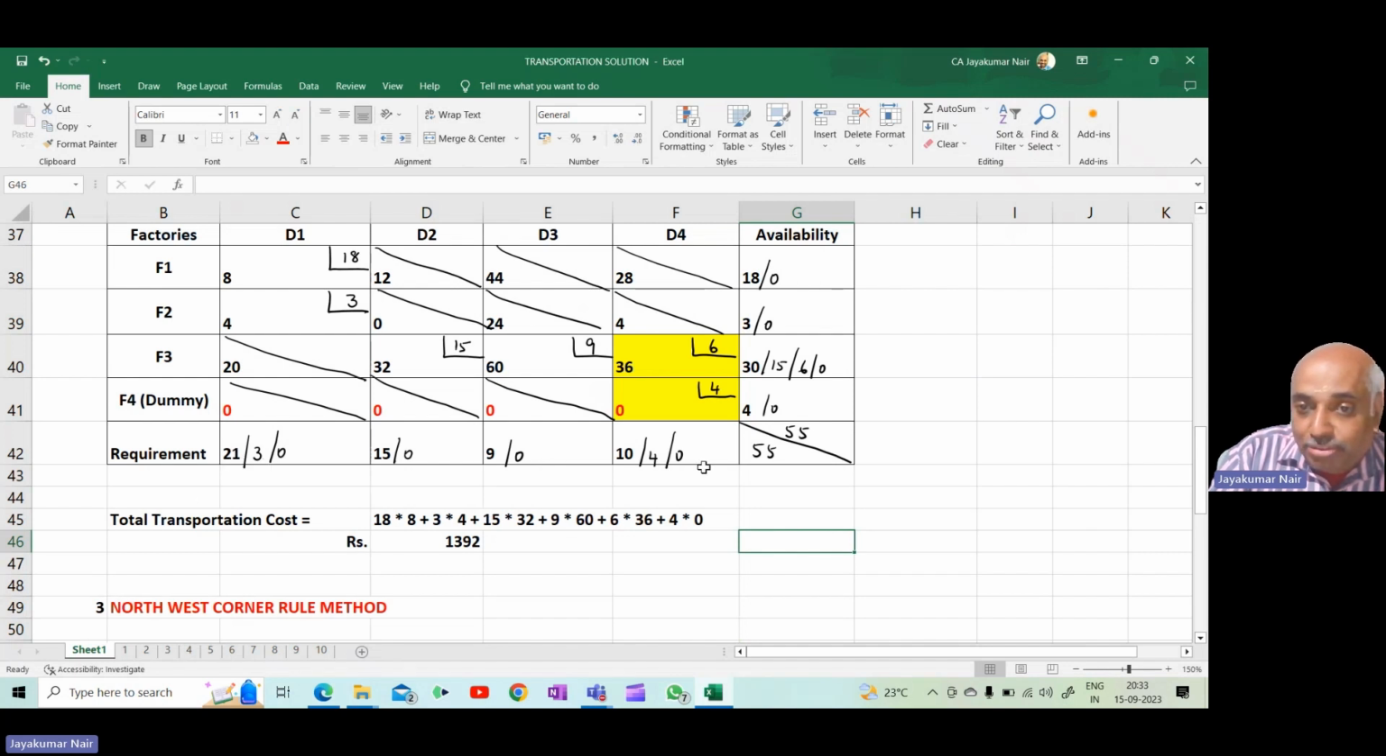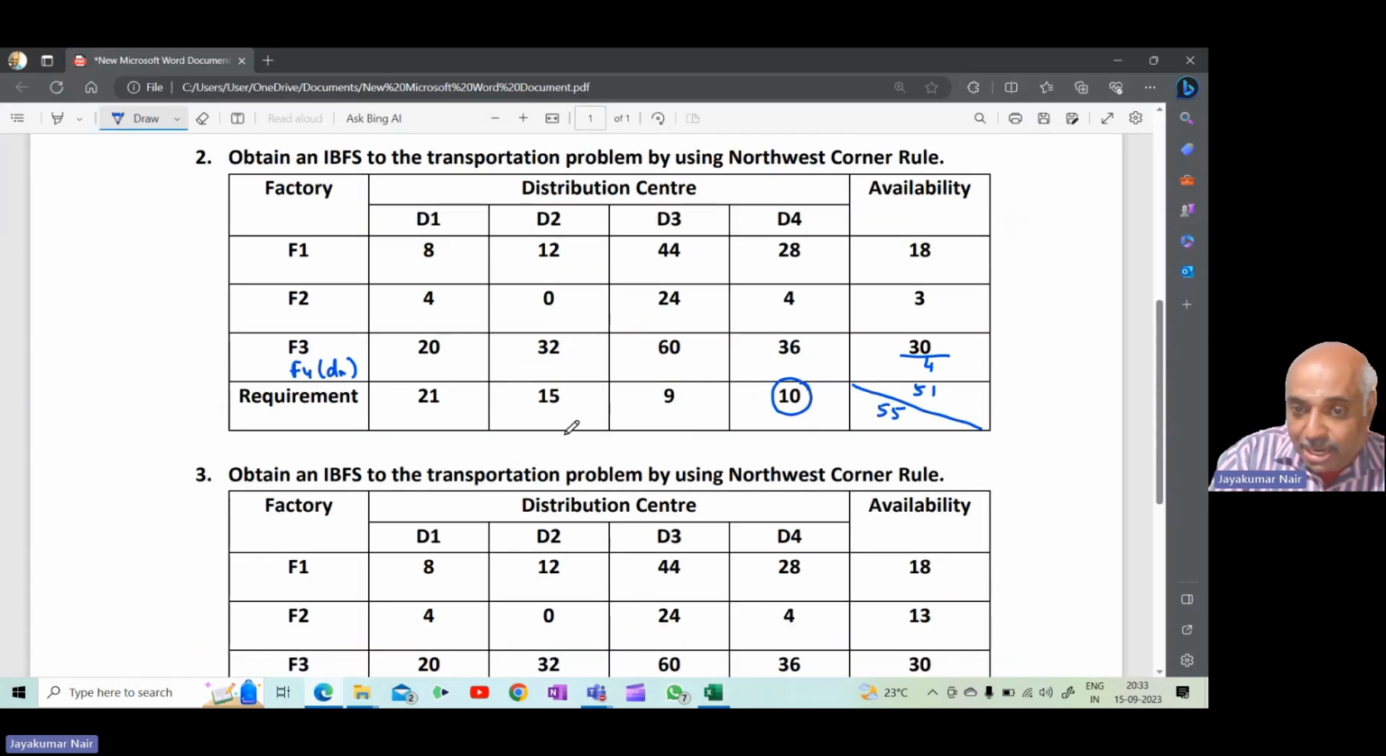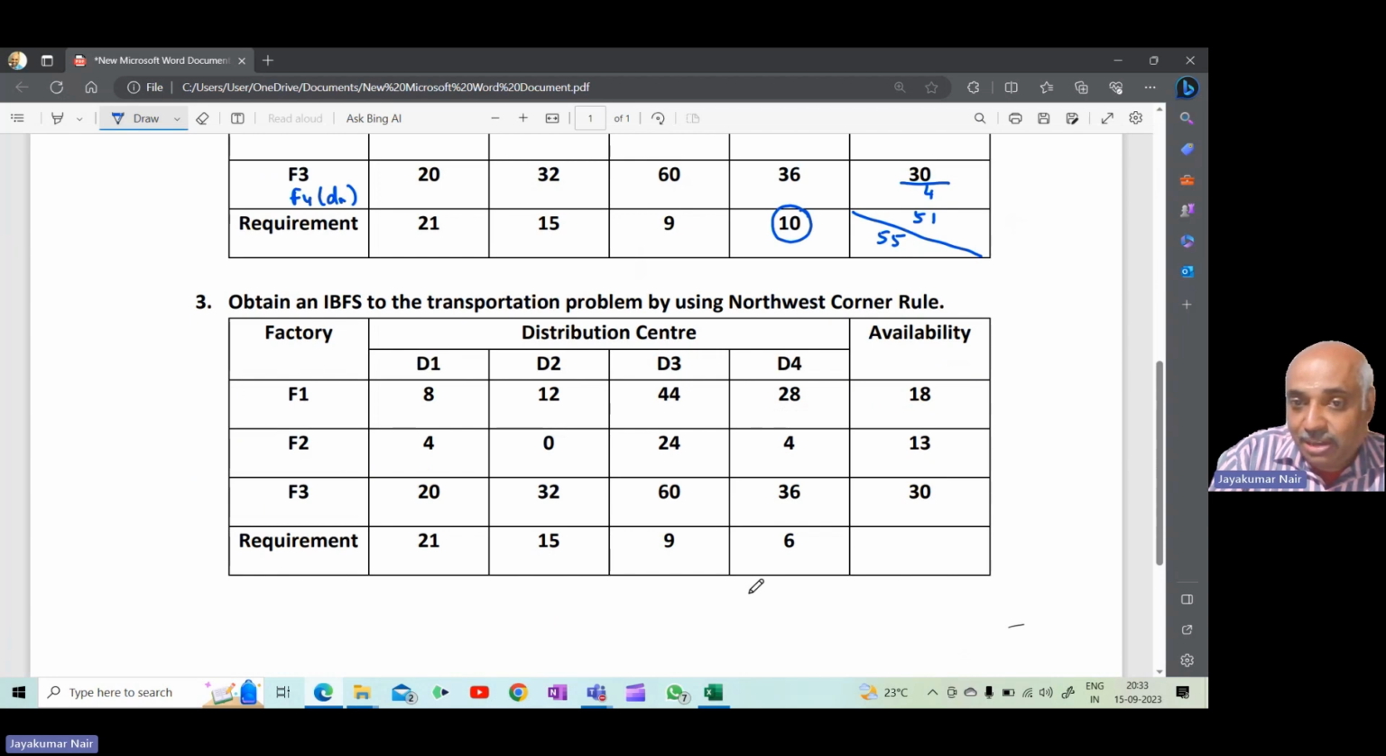Okay, so now what I have done, I made the requirements, the total requirement is more. So when the total of requirement is more, you are adding a dummy row and adding that availability 4 to balance it. Supposing the availability was more, so same matrix only. So what is the total? You see 21 plus 15 plus 9 plus 6. So this is 51. Whereas this time what I have done, I have increased the availability.